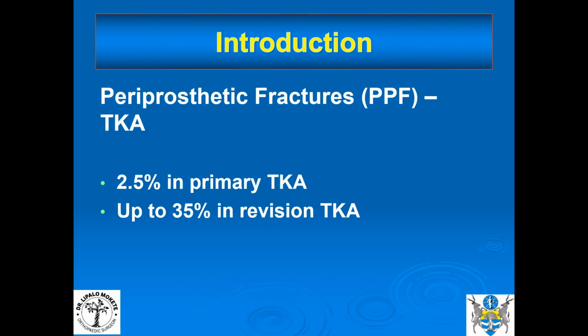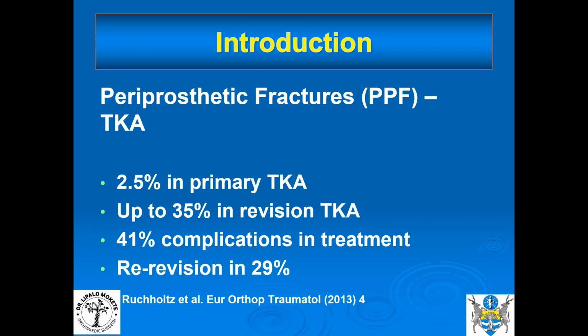If you talk about periprosthetic fractures around a total knee replacement in general, Prof. Van der Jacht has already told us that they affect about 2.5% of total knee replacements and up to 35% in revision total knee replacements. That is looking at intraoperative fractures as well. And they are difficult fractures to deal with. You get 41% complications in the treatment of these fractures, and up to 29% of those cases will need to be re-revised. So this is a difficult problem to deal with.